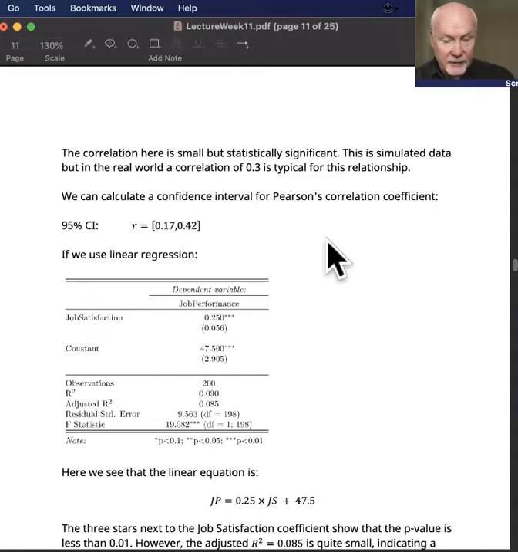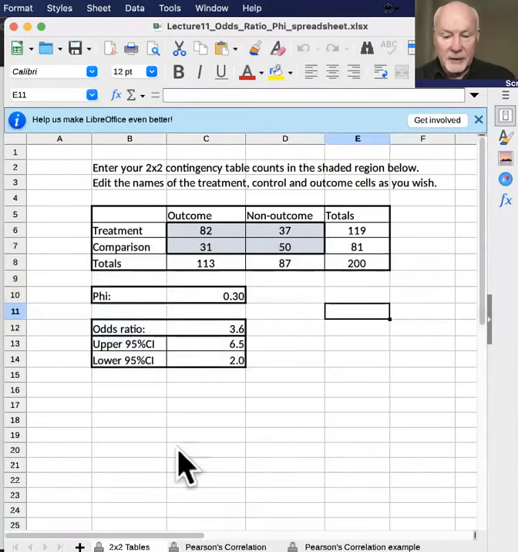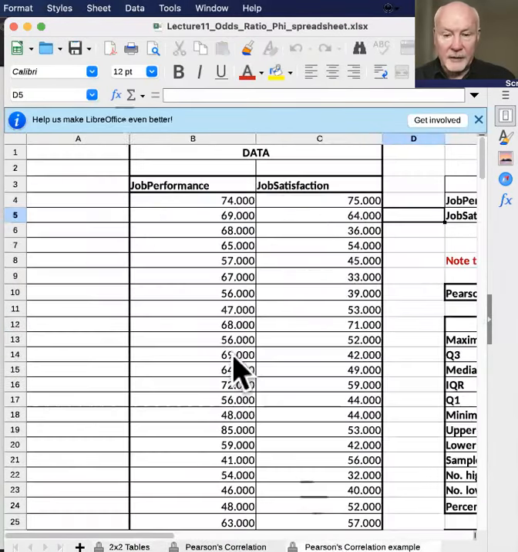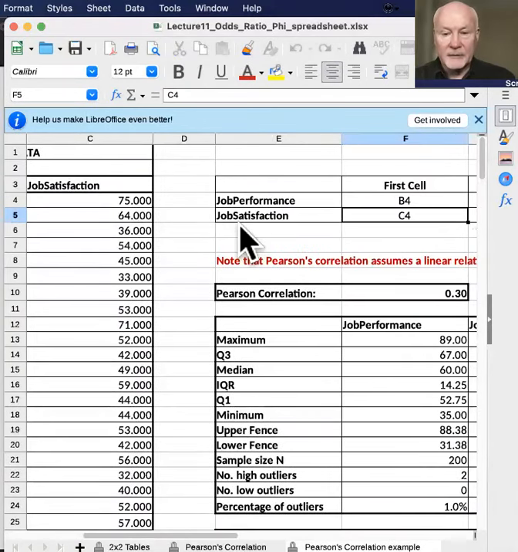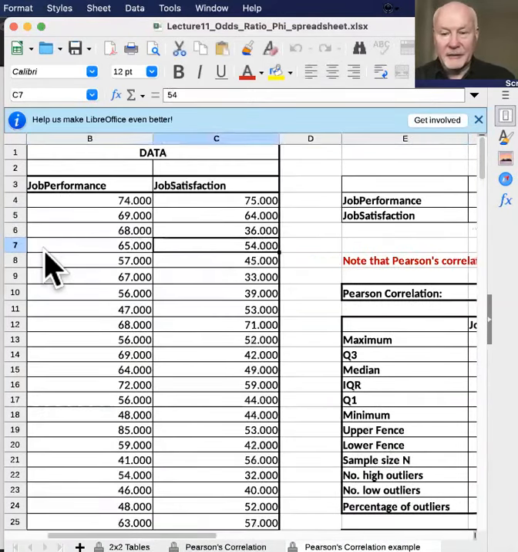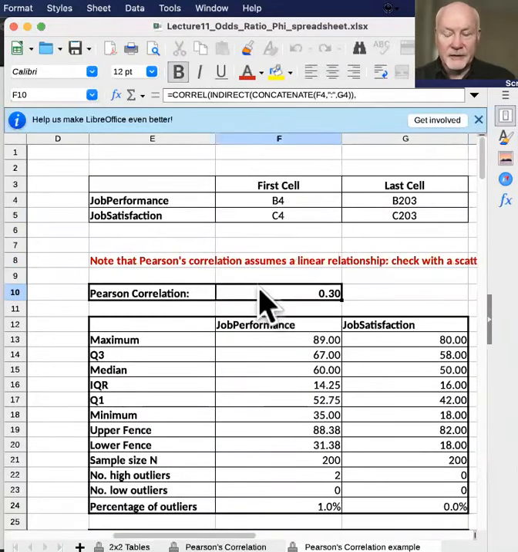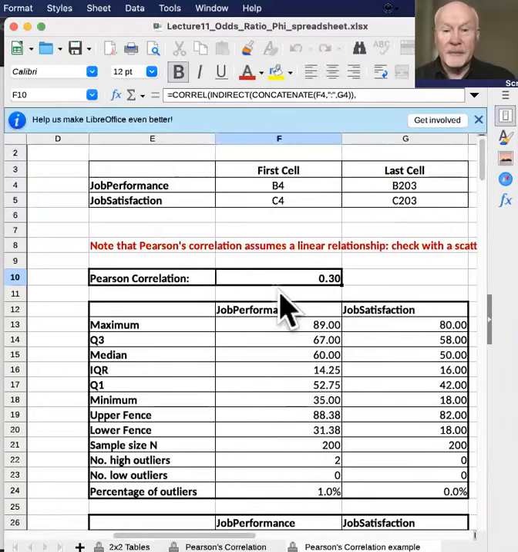In this situation where you have two quantitative variables, the Pearson correlation coefficient is by far the most commonly used. And in an earlier video I demonstrated a little spreadsheet that I set up that enables you to fairly simply calculate Pearson's correlation coefficient. So I've got my simulated data in there, and the result of the calculation is in that cell just there, along with a whole lot of other stuff.